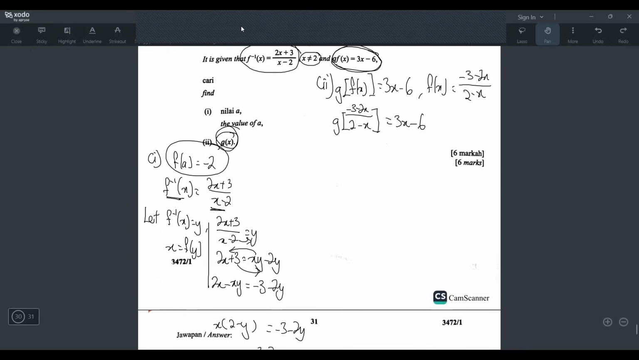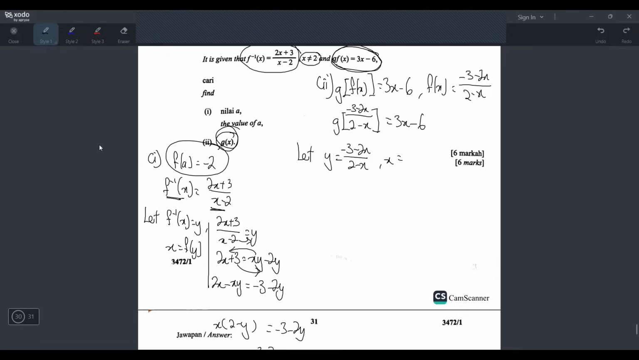That's why I cakap tadi, kalau dalam ada, you kena let, right? And the step is let y equals bracket and then cari x. I repeat one more time. The step is like this: let y equals bracket and then cari x. So y equals negative 3 minus 2x over 2 minus x. And then cari x, right? So how to cari x from here?